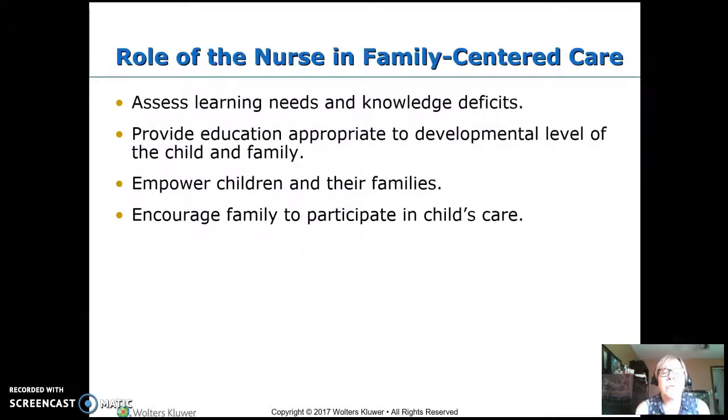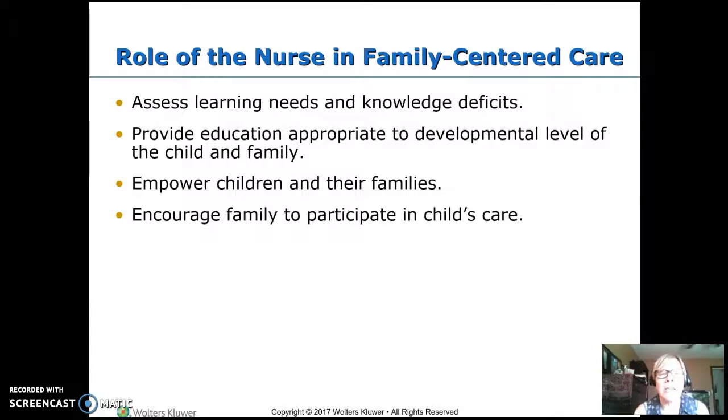So the role of the nurse in family-centered care. We're assessing the needs as well as the knowledge deficits of the family, and what do they know, what don't they know, and teaching that. Make sure we're providing education at a developmentally appropriate level for both the child and the family. Some families you can give them a pamphlet and they'll read it and get it. Some are not going to be able to understand just from reading a pamphlet.